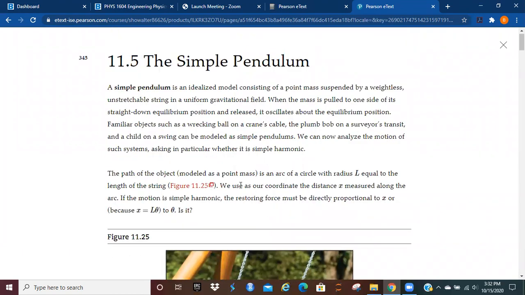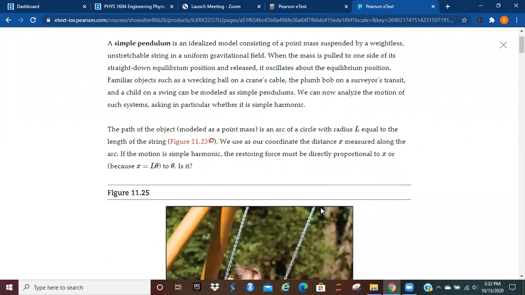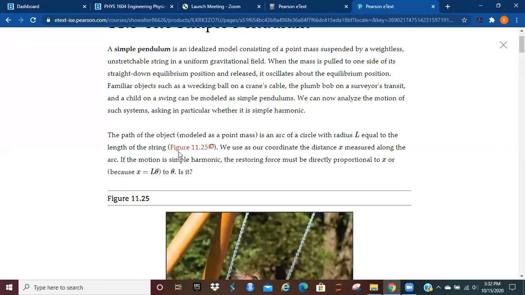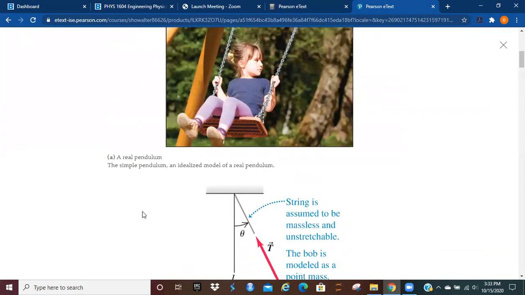So we use as our coordinate the distance x measured along the arc. You can see this distance there along the arc. That's going to be considered to be x. If the motion is simple harmonic, the restoring force must be directly proportional to x or to theta. The question is whether or not it is. X being related to theta, of course, x divided by L is going to give you the angle that is produced.